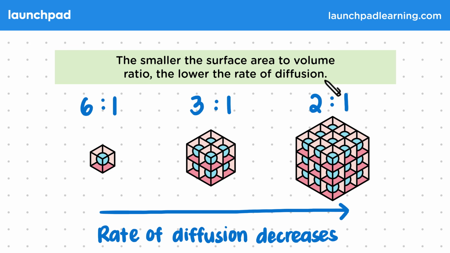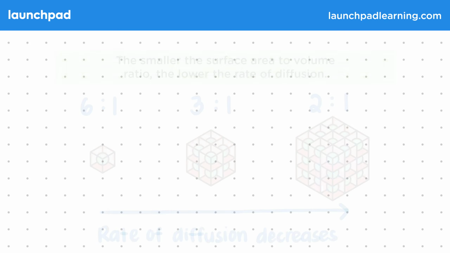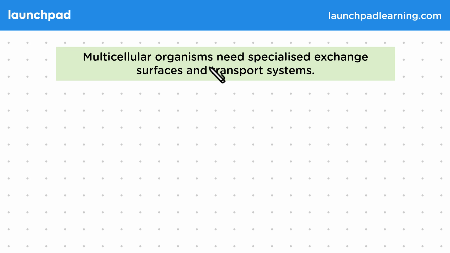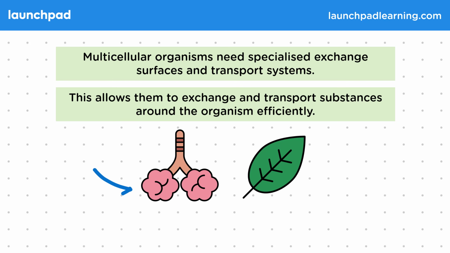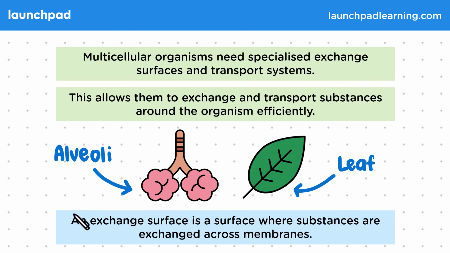How do multicellular organisms overcome the limitations of diffusion? Multicellular organisms need specialized exchange surfaces and transport systems. This allows them to exchange and transport substances around the organism efficiently. The alveoli in the lungs and the leaves of plants are examples of structures with surfaces specialized for gas exchange in mammals and plants. An exchange surface is a surface where substances are exchanged across membranes.